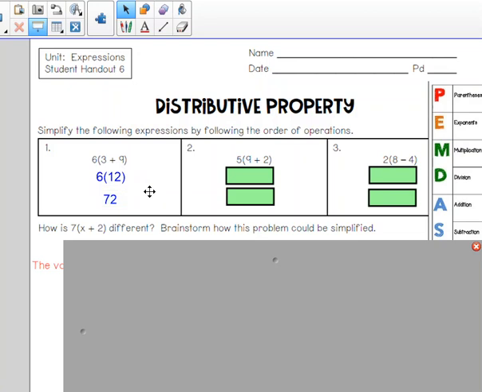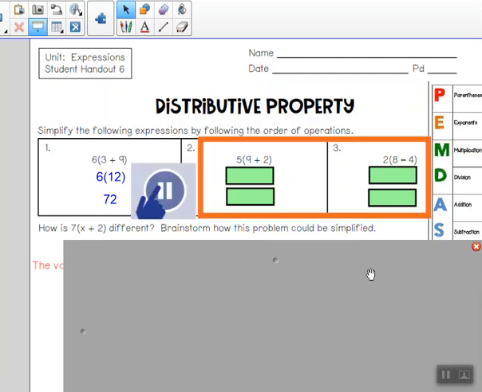What I want you to do is do 2 and 3 on your own. I want you to pause the video when you get done with those 2 and 3, and then come back and we'll pick it back up. All right, check your work. You should have gotten 55 for this one, and you should have gotten 8 for this one. If not, double check your work.